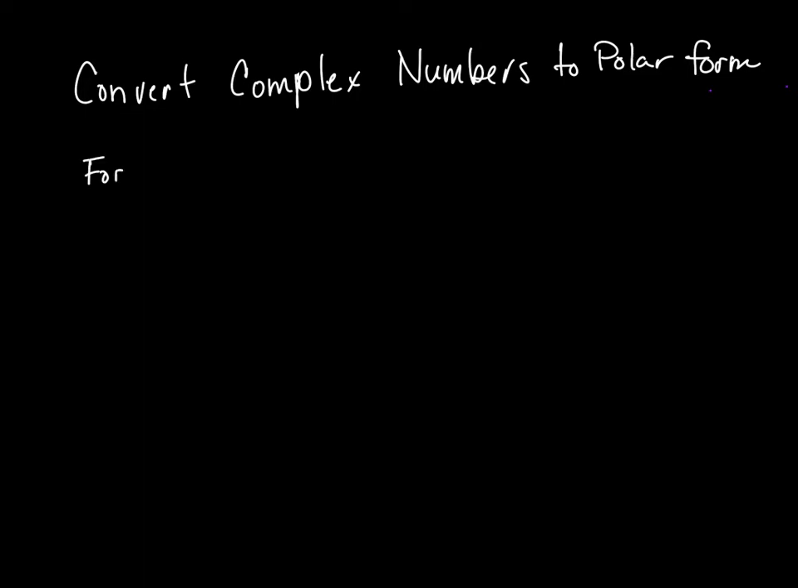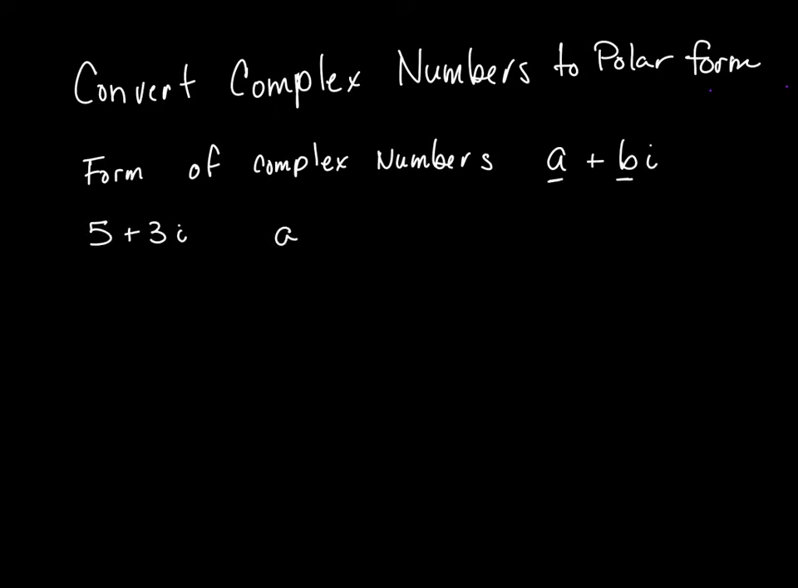We're going to convert complex numbers to polar form. So the form of a complex number is always the same. It will always be a + bi, where a is the real part and b is the imaginary part. So here a is equal to 5 and b is equal to 3.